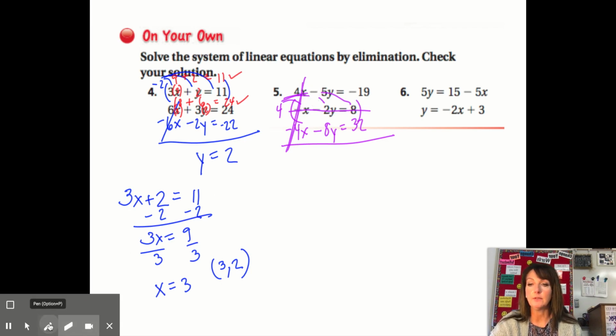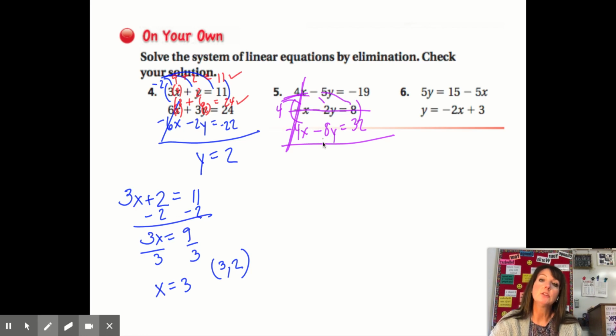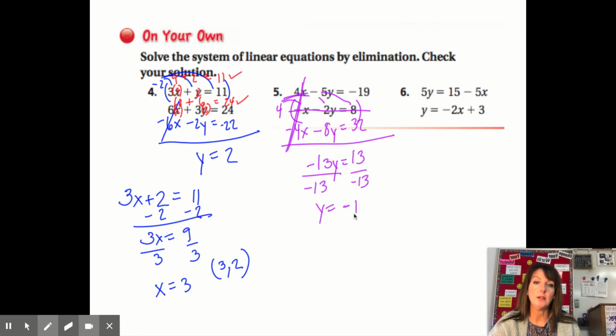That's a -5, so make sure you're not making your work too messy. So when we add these together, we're going to get a negative 13y, and the 32 plus the -19 is equal to 13. All right. So that when I divide, y is equal to -1.